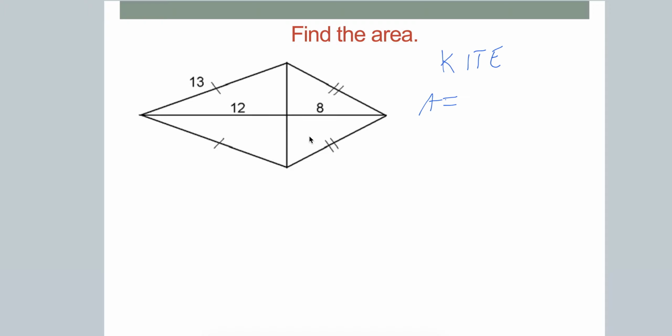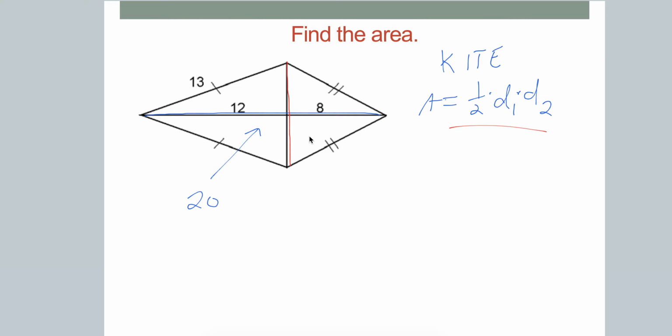The area of a kite is 1/2 times the diagonals multiplied together. So we already know that one diagonal, this whole thing, is equal to 20, right? So 12 plus 8, that whole thing gives us 20. We just have to figure out the other length of the diagonal, and then we can use this formula.